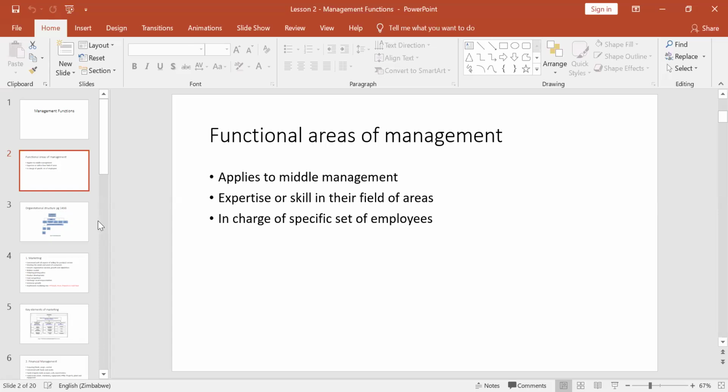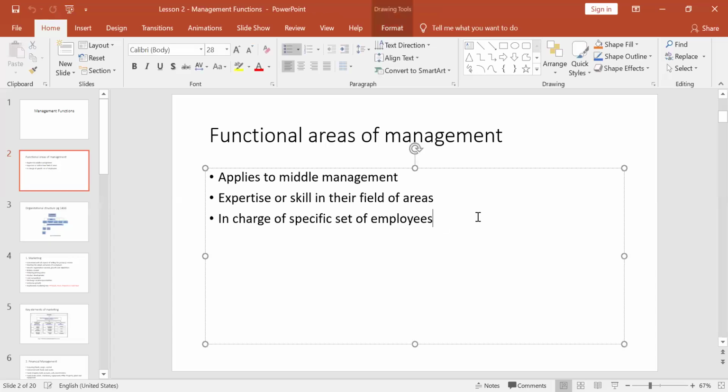Yes, we can see this. Okay. So the functional areas of management, they apply to middle managers. And like we said, we are talking about them having an expertise or a skill in their field area. They are in charge of a particular set of employees, and in most organizations, these are called departments.